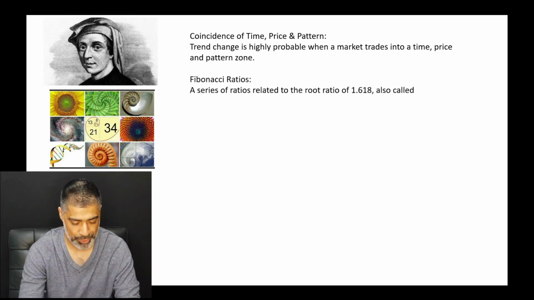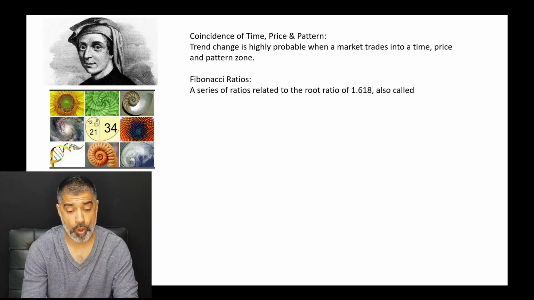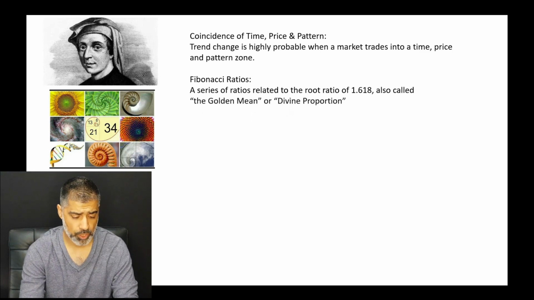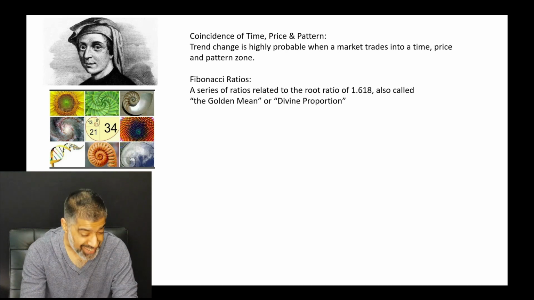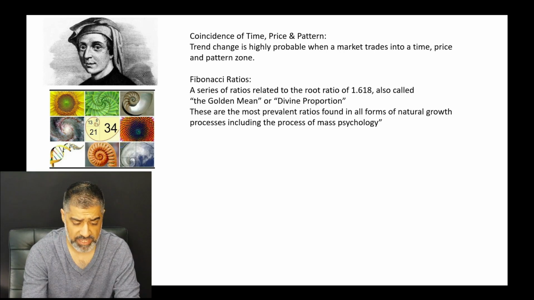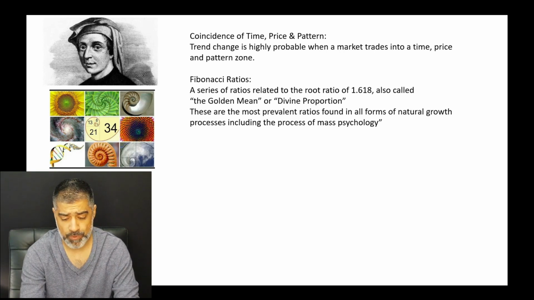So Fibonacci ratios are a series of ratios related to the root ratio of 1.618, also called the golden mean or divine proportion. These are the most prevalent ratios found in all forms of natural growth processes, including the process of mass psychology.